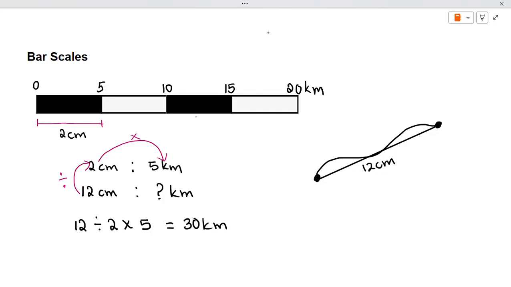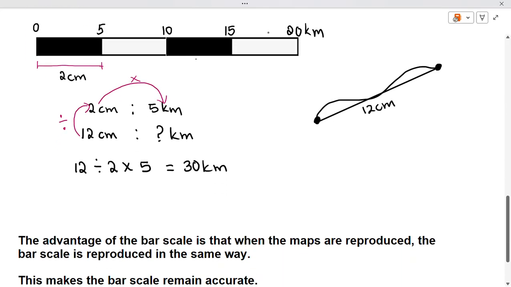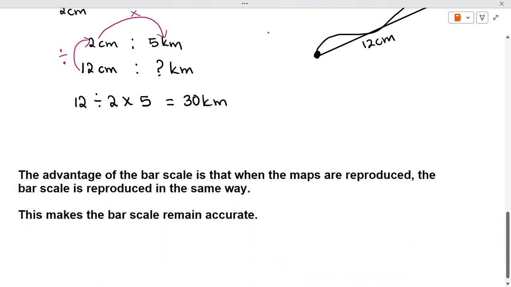Okay, in my next video, I will explain in more detail more examples and try to give you exam type questions. But I want to talk about the advantage of a bar scale. We looked at a disadvantage of the ratio scale, and now we're going to look at an advantage of the bar scale. The advantage of the bar scale is that when the maps are reproduced, the bar scale is reproduced in the same way.